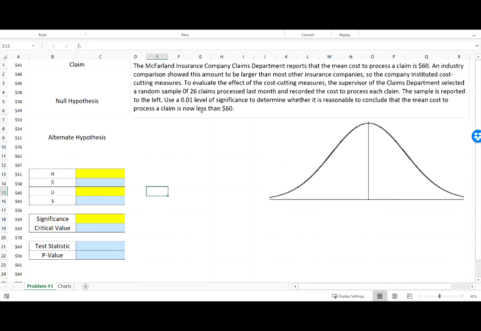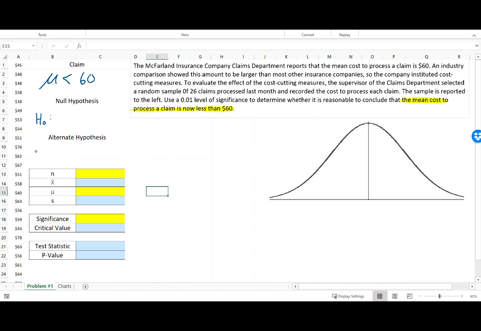Use a 0.01 level of significance to determine whether it is reasonable to conclude the mean cost to process a claim is now less than $60. So that's the claim that we're testing. The mean cost to process a claim is now less than $60. So we start with that. So in this case, the claim that we are testing with this hypothesis test is that the mean cost to process a claim is less than $60.